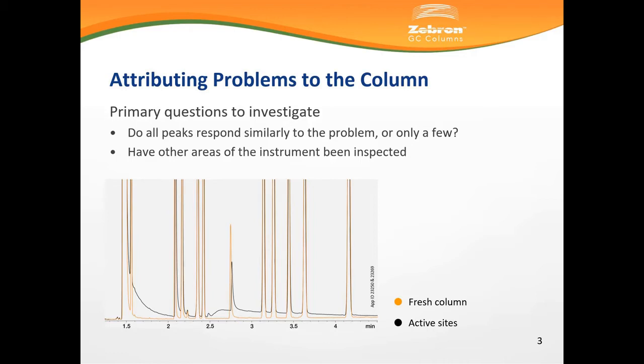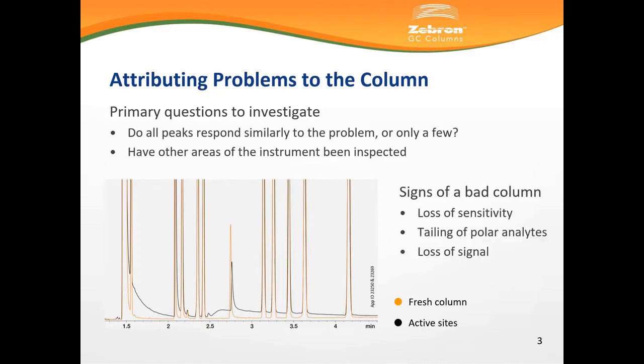We can inspect the following example for the comparison of a new column and a worn-out column. We see tailing and a loss of sensitivity for most peaks, but not necessarily for all of them. The nonpolar hydrocarbons within this particular sample maintain sharp and symmetrical peak shape at their expected retention time. We will discuss the reasons for this bias later during this presentation.